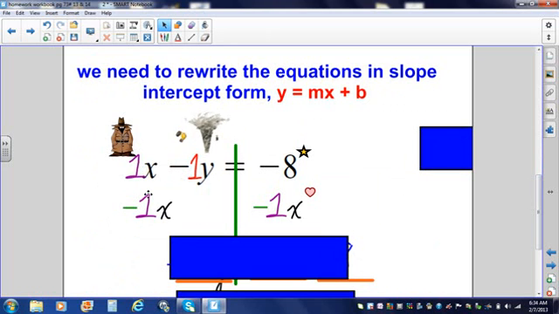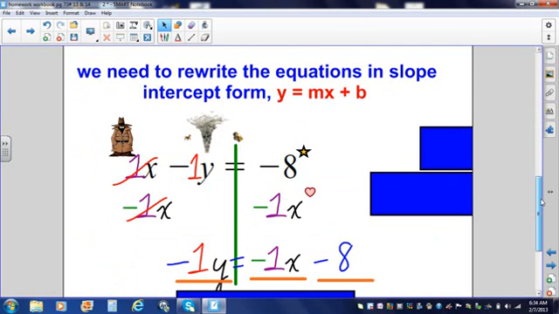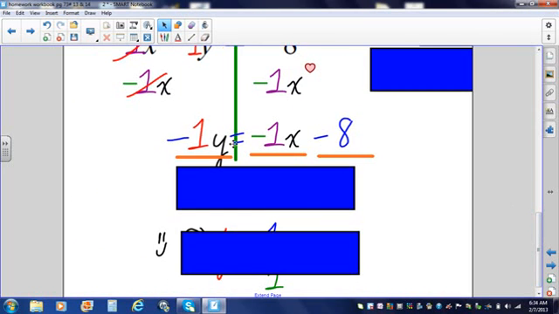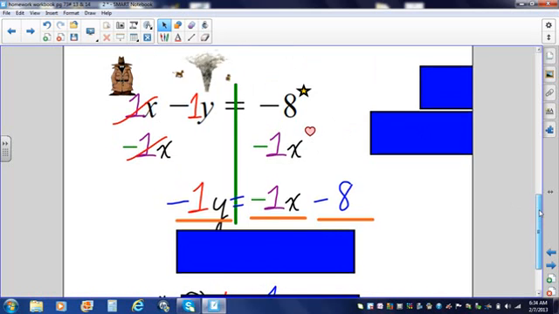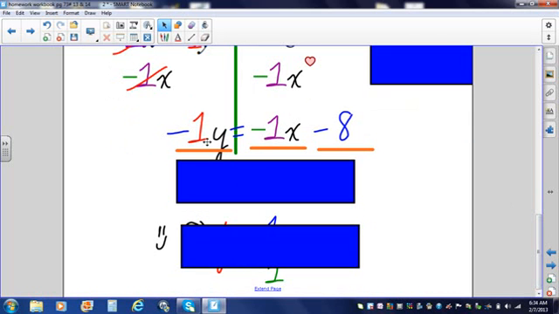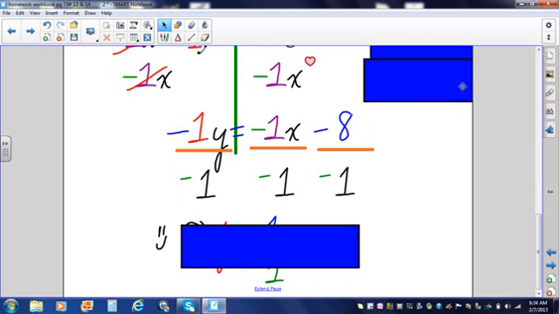Now, this is a spy. I'm going to subtract 1x on both sides. That leaves me with negative 1y equals negative 1x minus 8. I cannot combine these. Heart, star. Y cannot be negative. Mom cannot be in a bad mood. Otherwise, everybody suffers. Divide everything by negative 1.